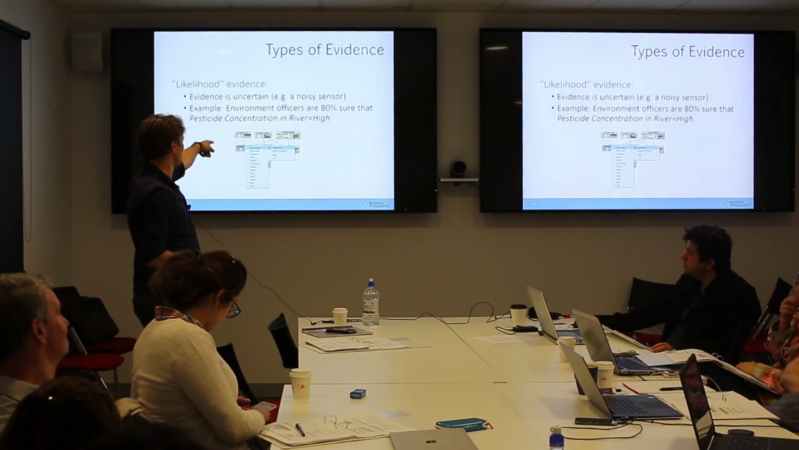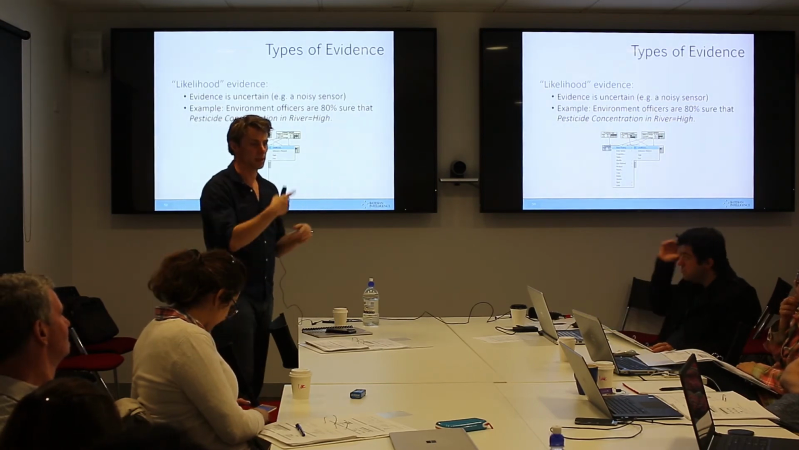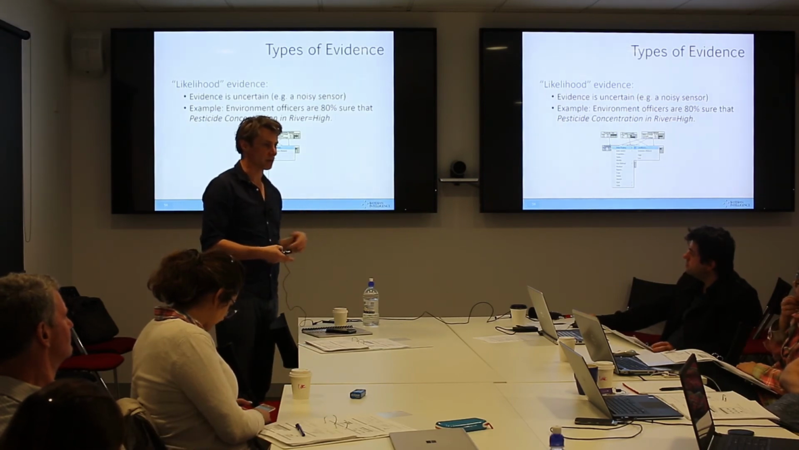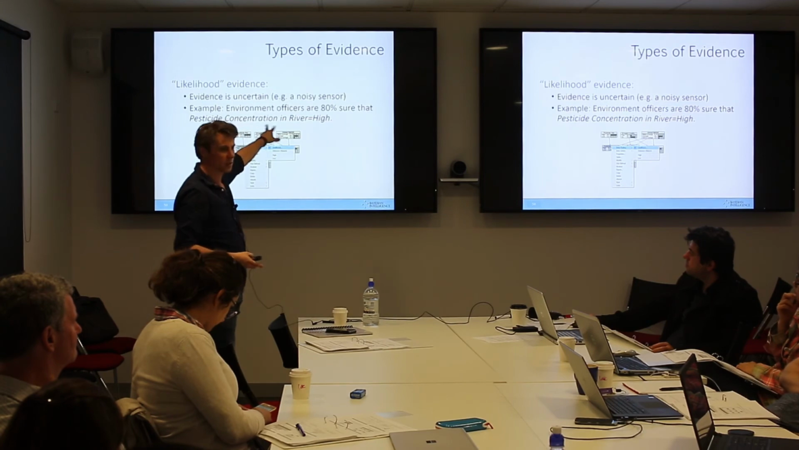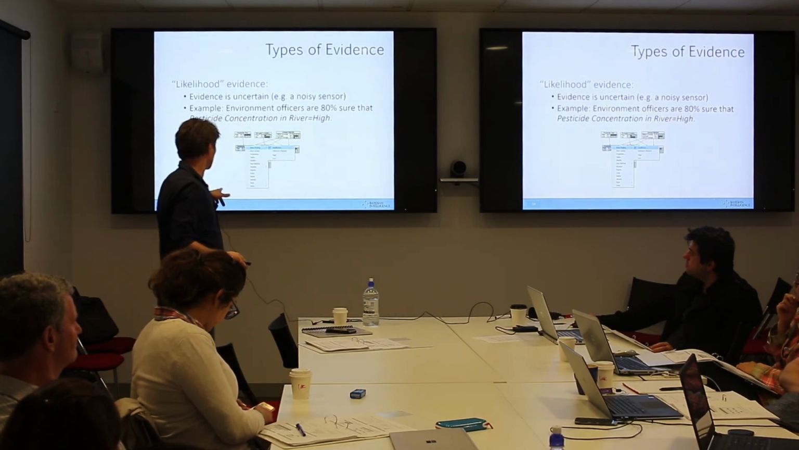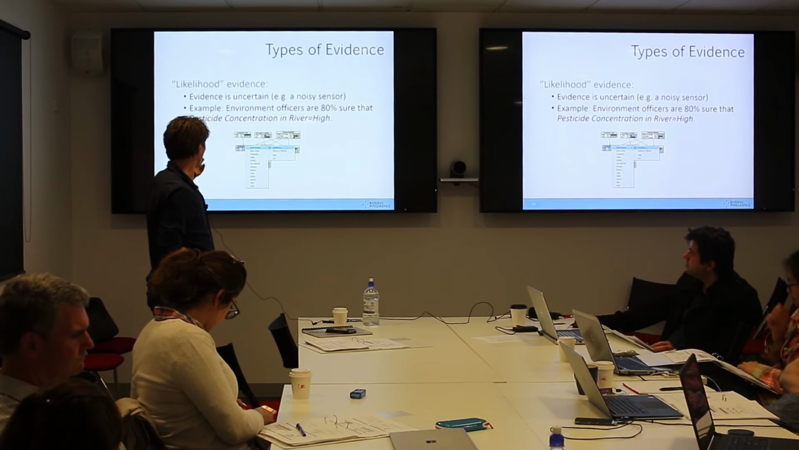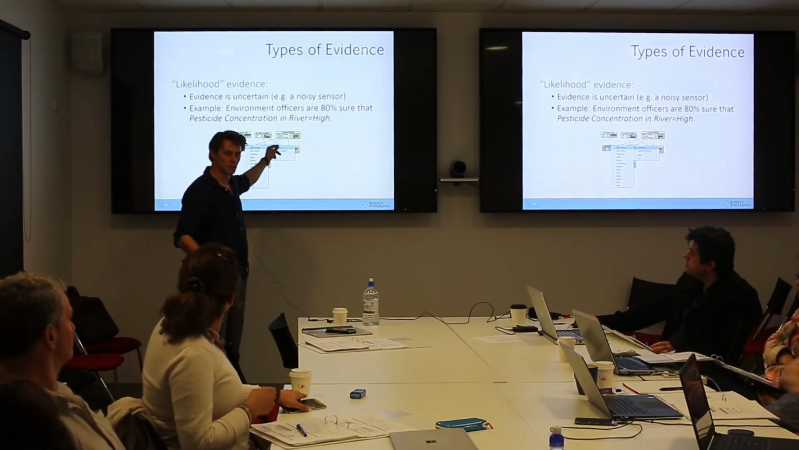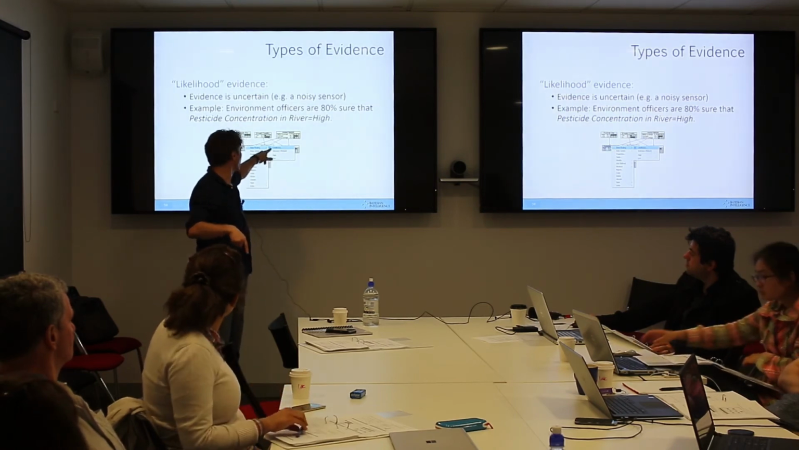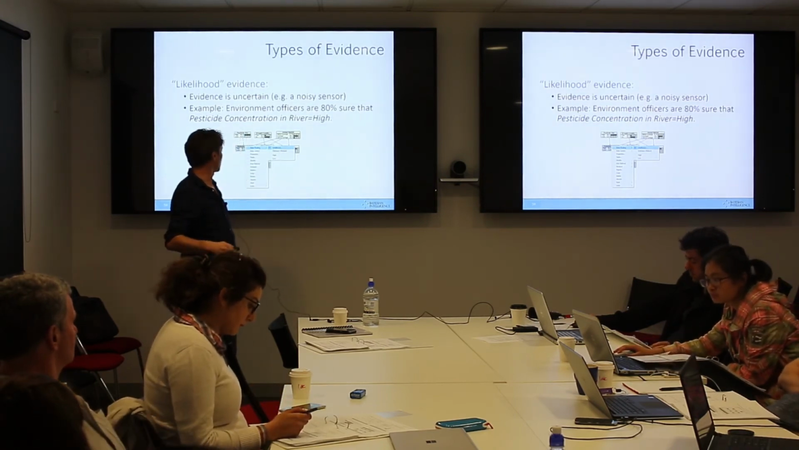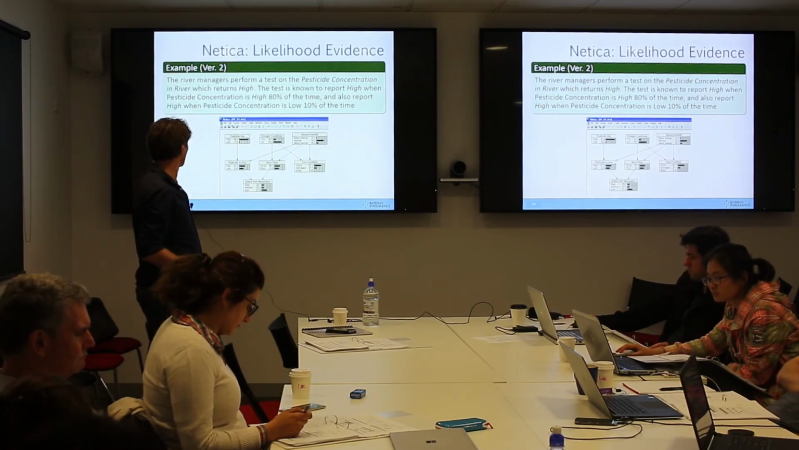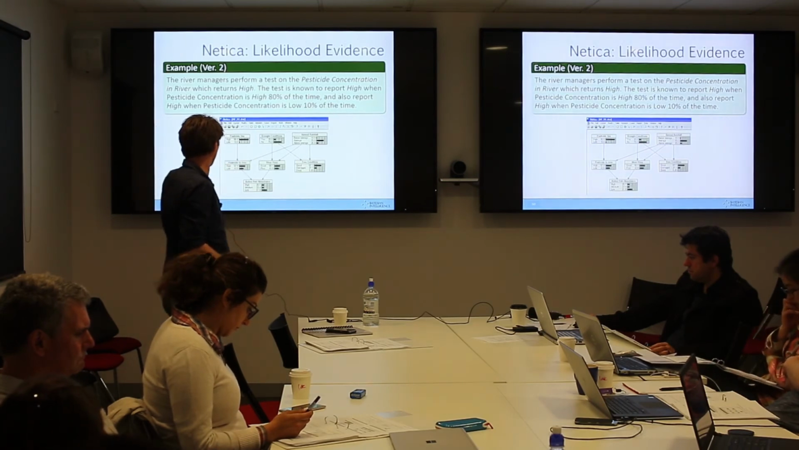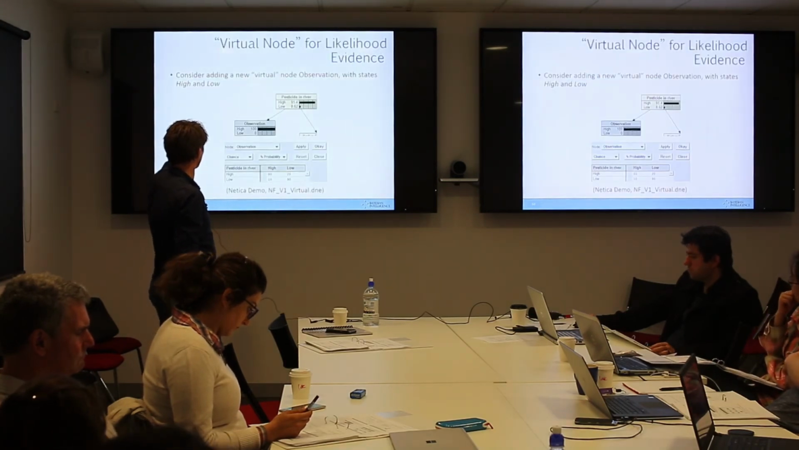Another example is the pesticide concentration in the river. They did 10 different tests of pesticide concentration and 8 of them came back high and 1 of them came back low. So we have this kind of uncertainty about our evidence. This is where we have likelihood evidence. When we right-clicked on a node and did enter finding, I think people mostly just left-clicked on the states, but there are different options here, including likelihood evidence.